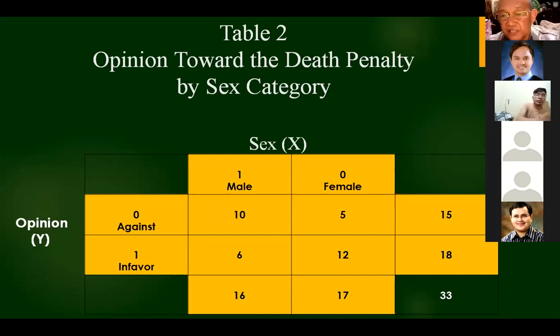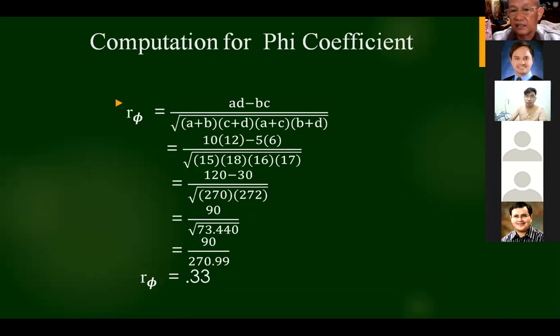A total of 16 male respondents. Out of 17 female respondents, only 5 are against, and 12 are in favor. Okay? In other words, considering both male and female respondents, 15 are against, 18 are in favor, for a total of 33. When you get this summary of statistics, the next is a very easy activity.